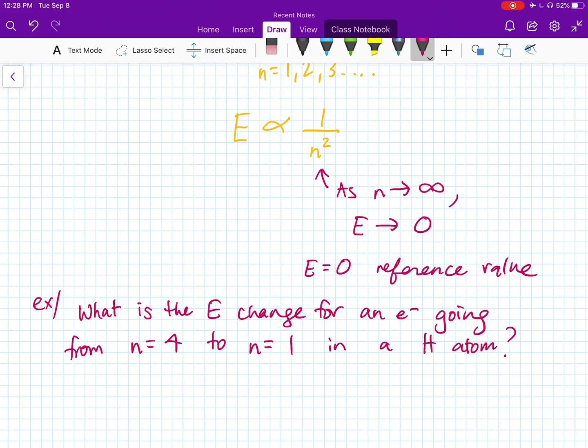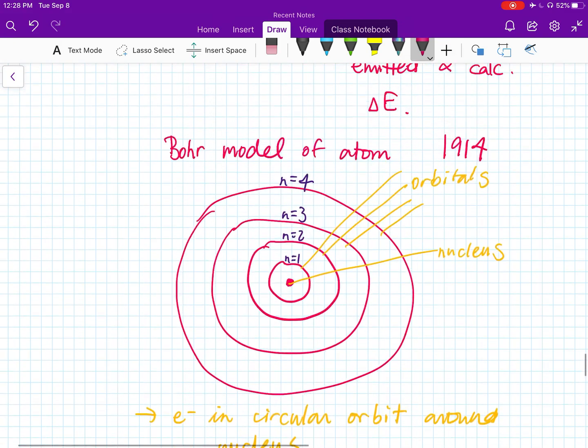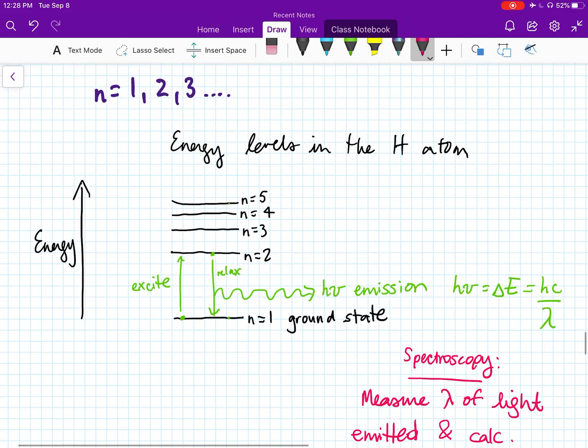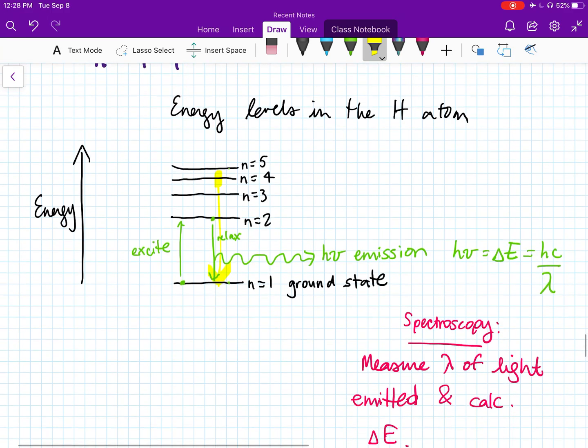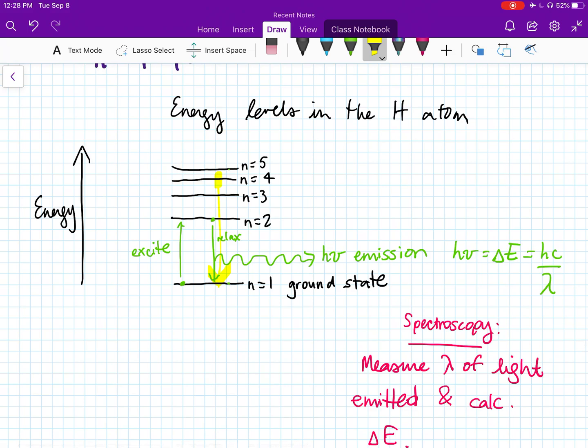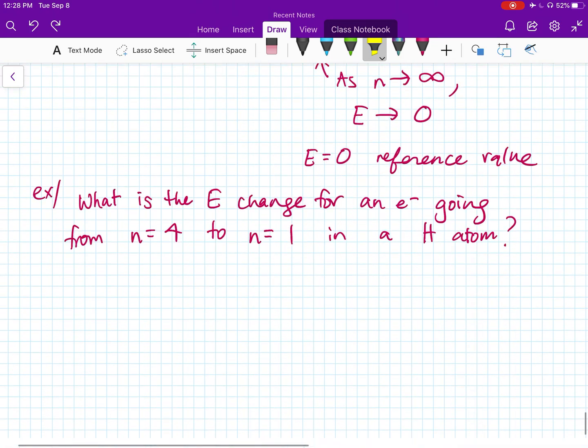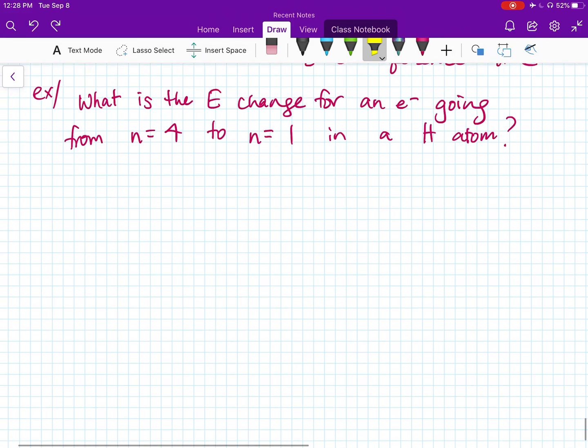So going back to the diagram from our previous lecture, here we're asking what happens if we have an electron starting in n equals 4 and it falls down to the ground state, n equals 1. So let's see if we can use Bohr's equation to calculate what that should be. Okay, well, first we need that equation.